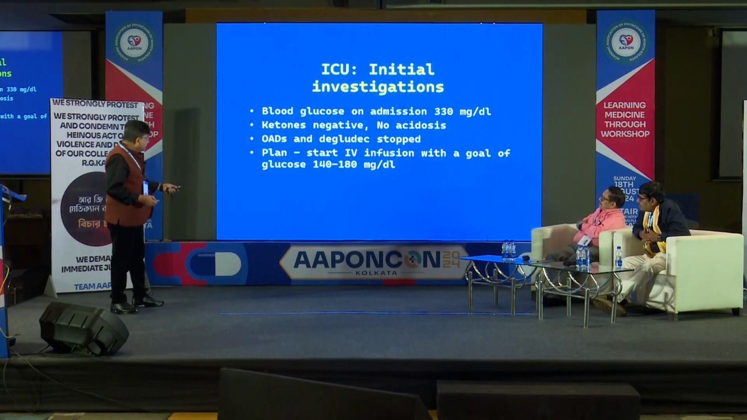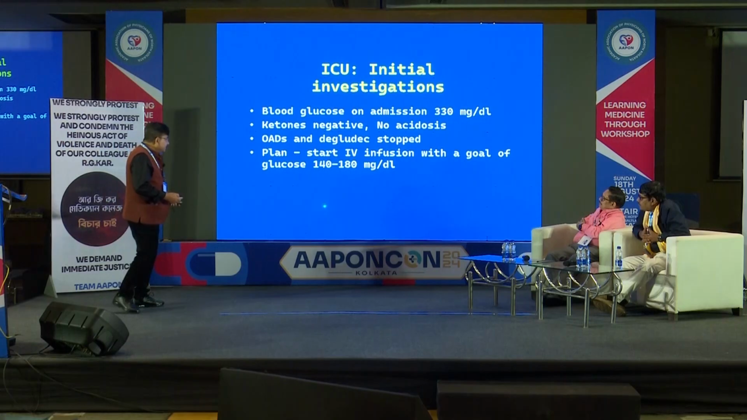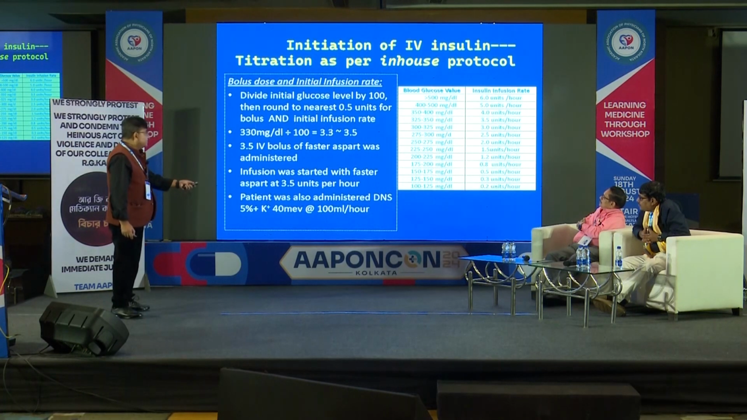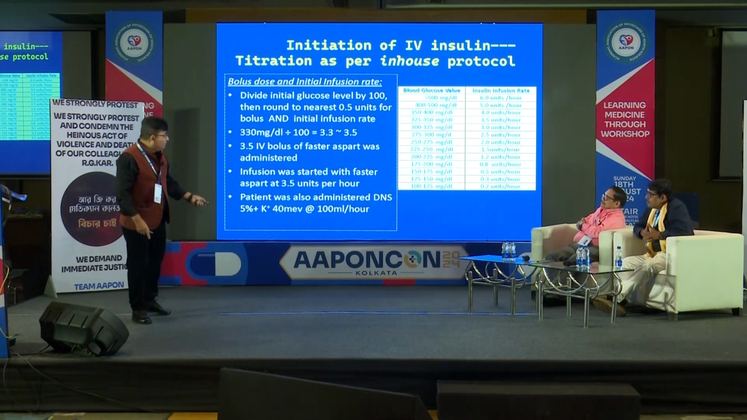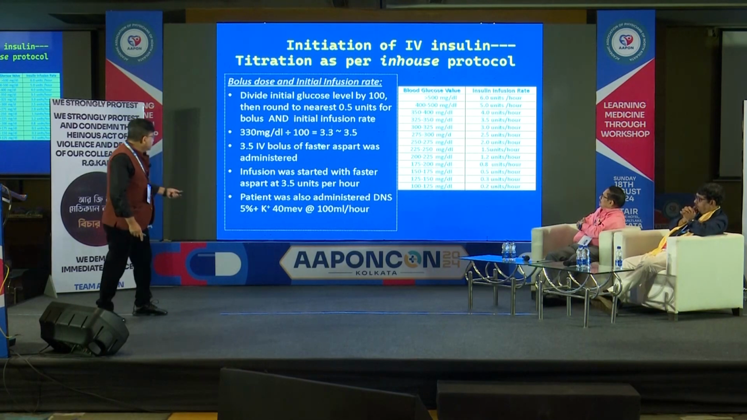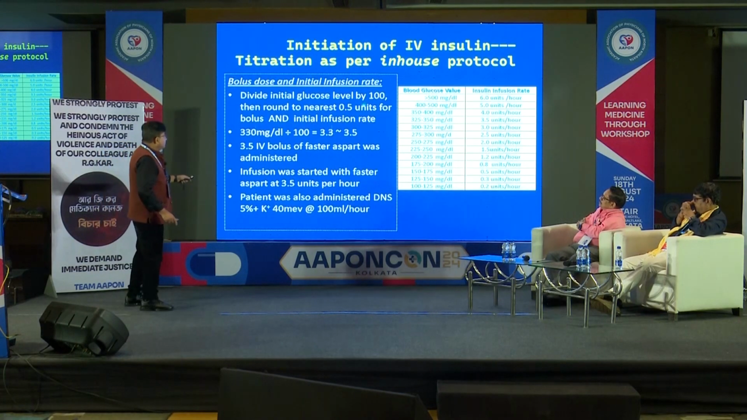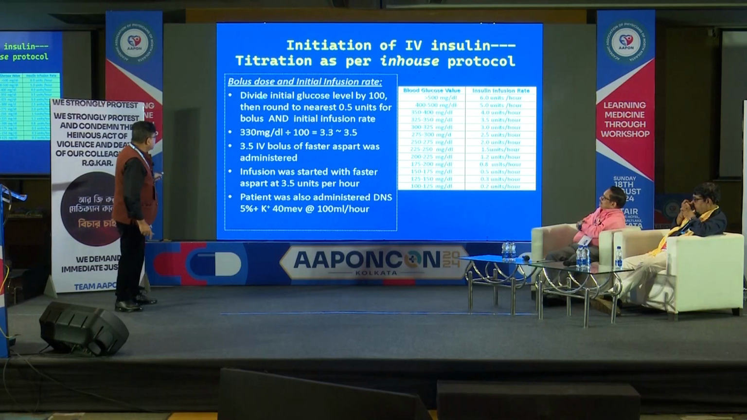Here long-acting basal insulin and OADs were stopped and IV insulin infusion was started, and your target was 140 to 180 in this patient because he is medically ill, and this ICU followed this particular protocol. As I said, you may not follow a typical protocol, you may make your own protocol. So initially to start with, this calculation may work. Actually, please notice carefully.